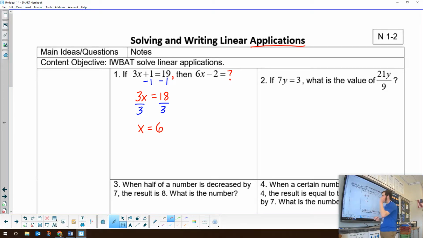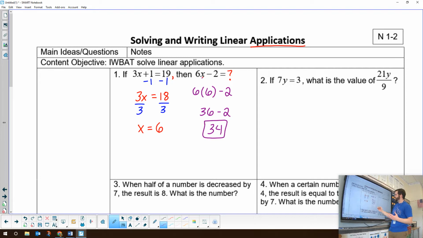Now, it's very tempting to be like, hey, that's my answer, x equals 6. But unfortunately, that's not my answer. I have to take that x equals 6 and plug it in for that x there to find out what 6x minus 2 is, because that's what my question is asking for. Okay? So I'm going to replace that x with that 6. So we're going to go 6 times 6 minus 2. Of course, 6 times 6 is 36, and then 36 minus 2 is 34. So that simplifies to just 34, and that is the answer to our question.